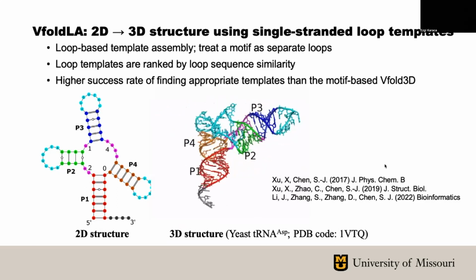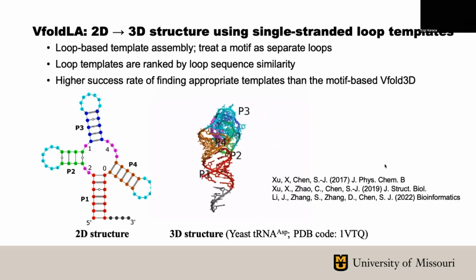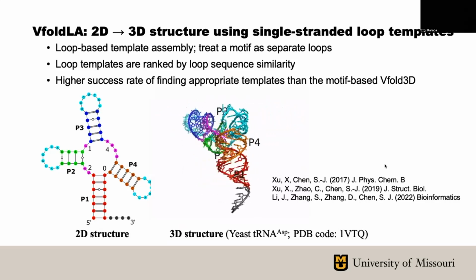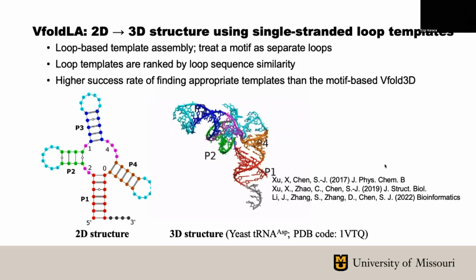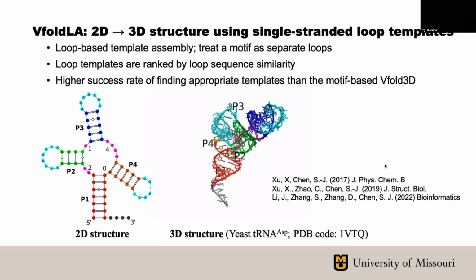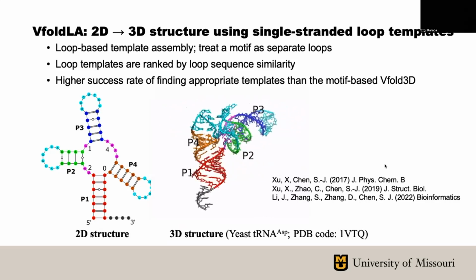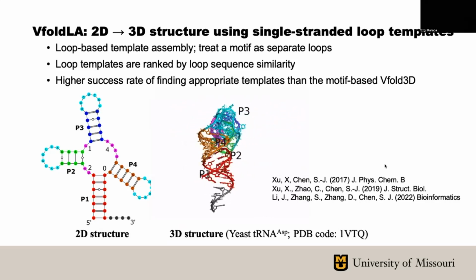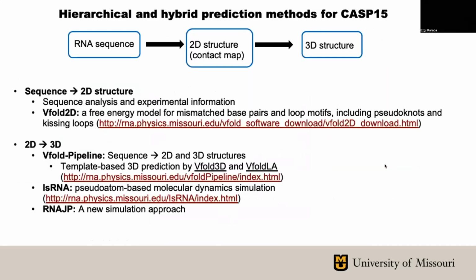So the good thing for this strategy is that we can have a high success rate of finding the template, but the disadvantage of this kind of approach is that often when you assemble it up, it's not a good structure because you lose the information of this whole motif. Okay, good. Then we have another method.